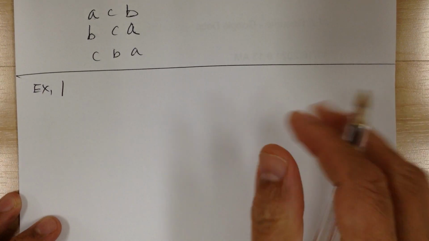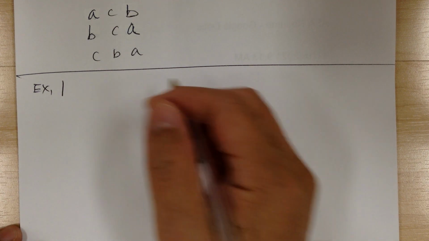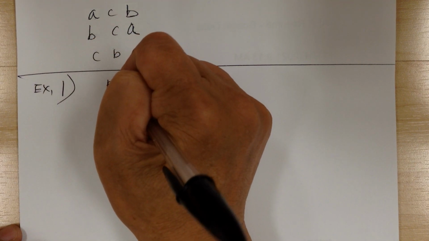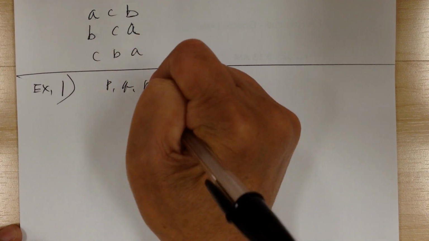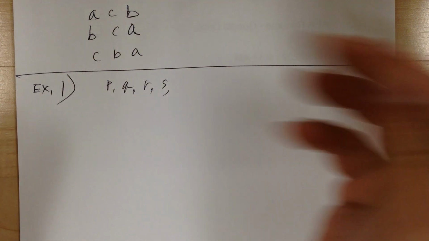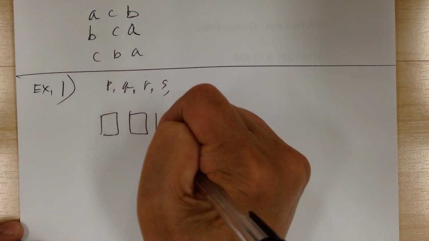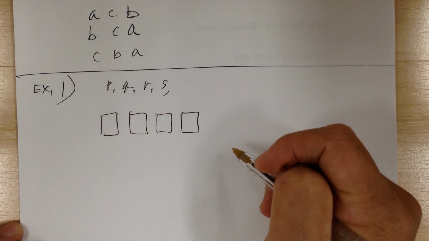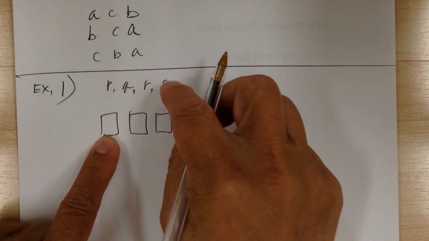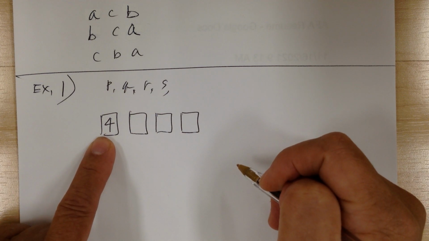Now let's go to example 1. It says find the number of permutations of the 4 letters PQRS. You're going to use all of them to rearrange. So there are 4 positions, so let's put 4 boxes here. For the first box, you can choose any of the 4 letters. So there are 4 choices for the first position.